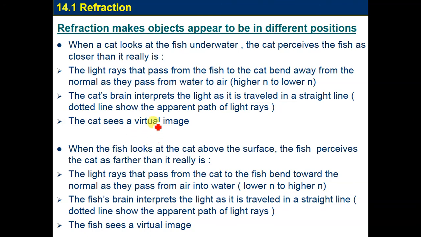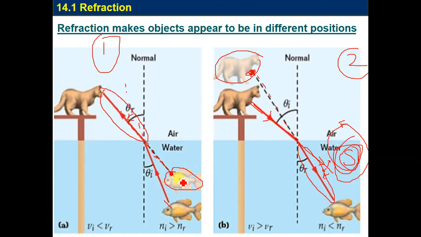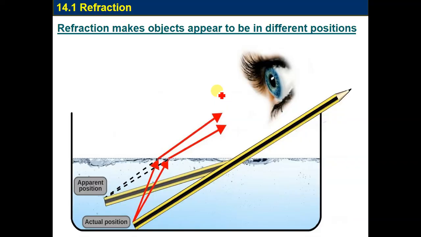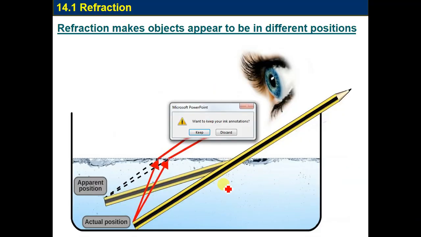So here for sure this and this are just virtual images of the real objects. This is the real fish. This is an image of the fish, so we call it a virtual image. This is the real cat. This is an image of the cat. We call it a virtual image of the cat. Okay. So this is everything for today.